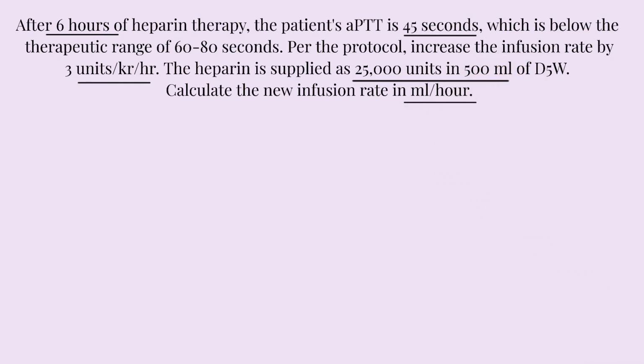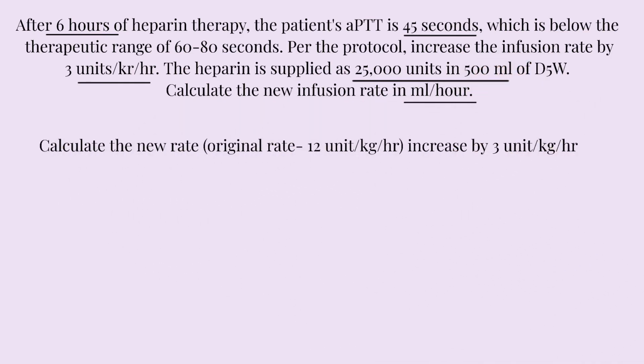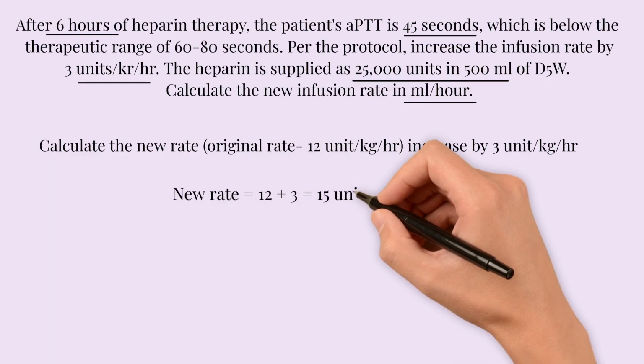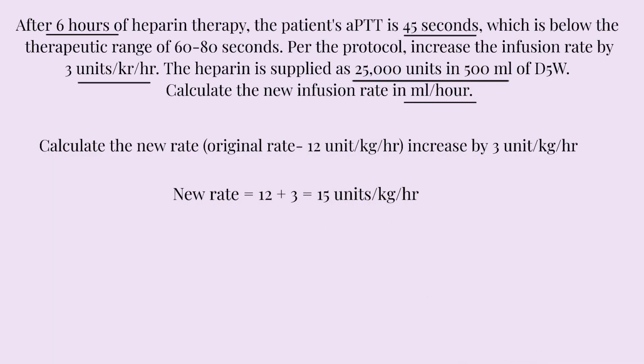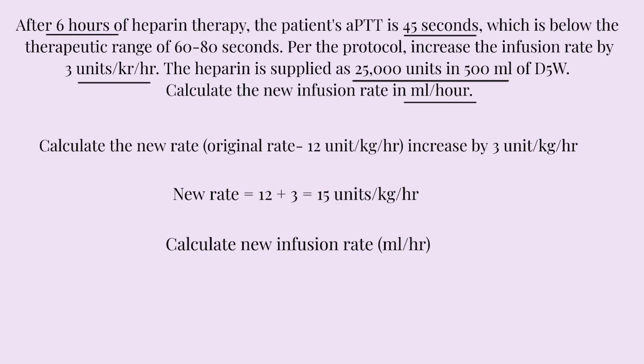So we're going to calculate the new rate. Our original rate from the last problem is 12 units per kilogram per hour because that's what we started with. And now we want to increase it by 3 units per kilogram per hour. So 12 plus 3 equals our 15 units per kilogram per hour. Now we need to calculate the new infusion rate in mLs per hour.